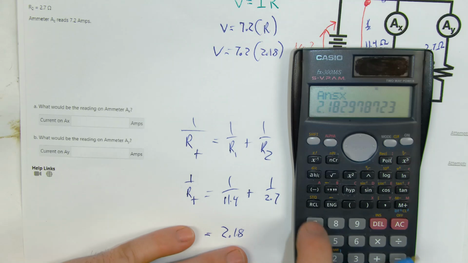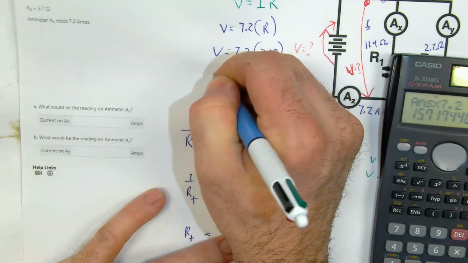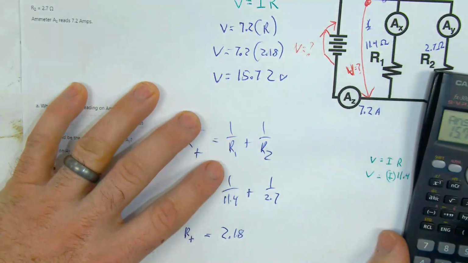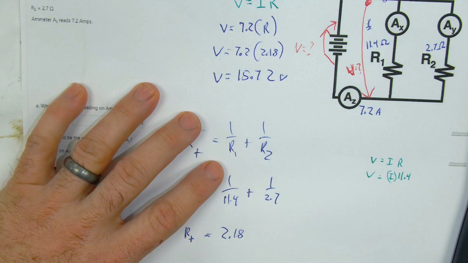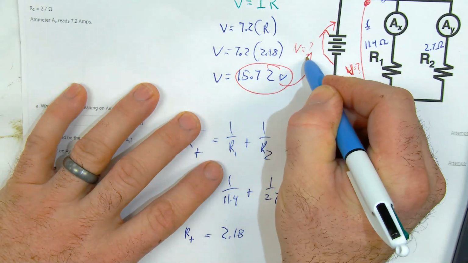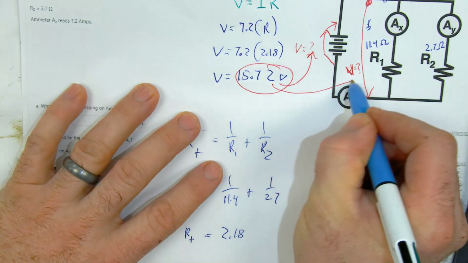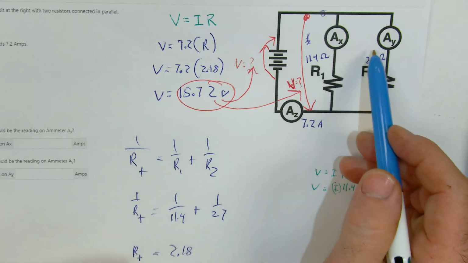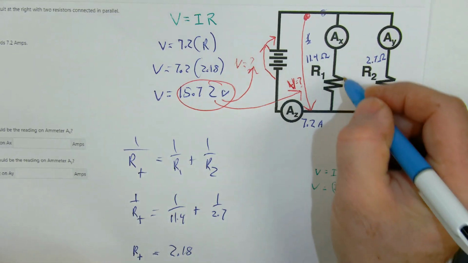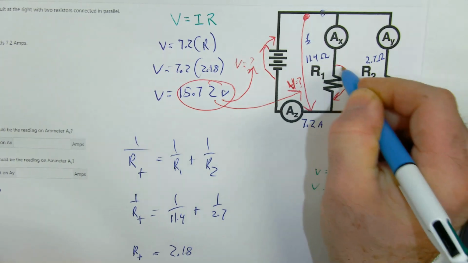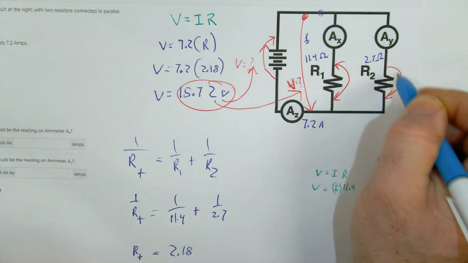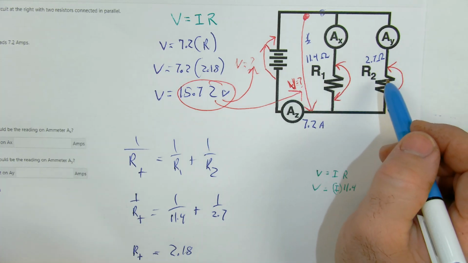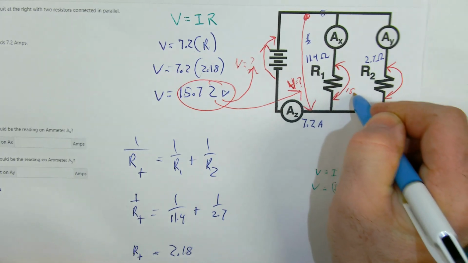Times 7.2. Here we know our voltage is going to equal 15.72. I'm rounding volts. That's what this is, and that's also what this is. If you understand circuit theory and the way that voltage drops work, you would know then that the voltage across here and the voltage across here is also equal to this. They're all equal, as we previously stated. So that would be 15.72.